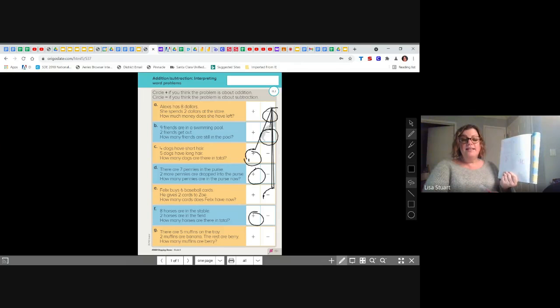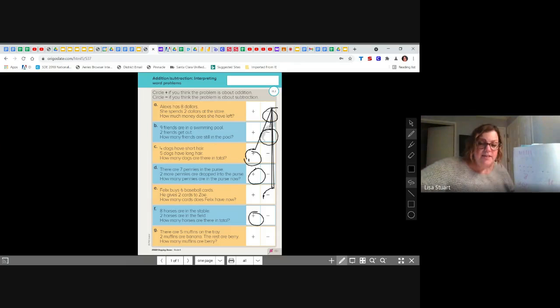Our last one, it says there are 5 muffins in the tray. 1, 2, 3, 4, 5. Here are my muffins. 2 muffins are banana. The rest are berry muffins. How many muffins are berries? I'm going to cross out 2 muffins because those are banana. And now we want to know how many are berry. How many are left? 1, 2, 3. So I took all the banana muffins away. Pretend you're eating them, and there are 3 muffins left. That means we subtracted, and I need a minus sign.